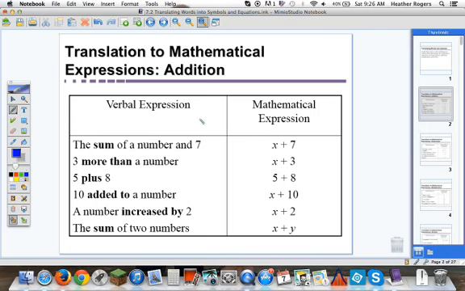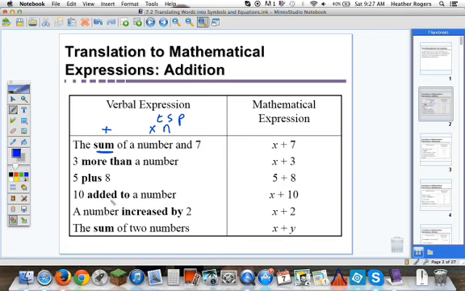So, addition. Words that mean addition to us. If we're given a verbal expression, the sum of a number and 7, in a previous chapter section we talked about the word sum, S-U-M, as meaning plus. So if we hear the sum of a number and 7, we're going to add 7 to a number, but how do we deal with some number that we don't know? Well, we make it a variable. We can make it x, n, t, s, p, whatever you prefer. And so the sum of a number and 7 would be x plus 7. 3 more than a number, you see more than in bold, that would also indicate addition.